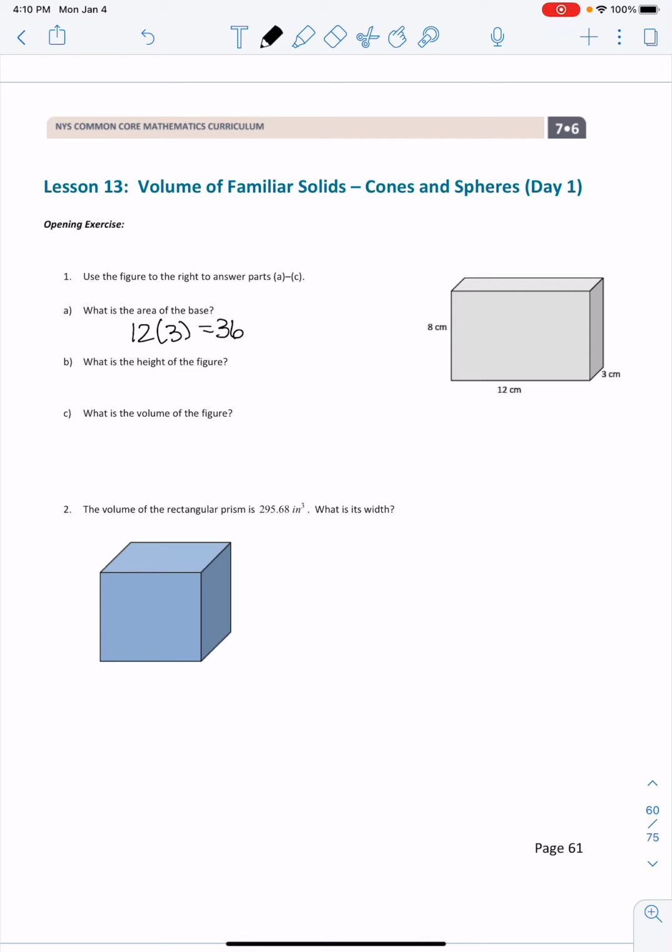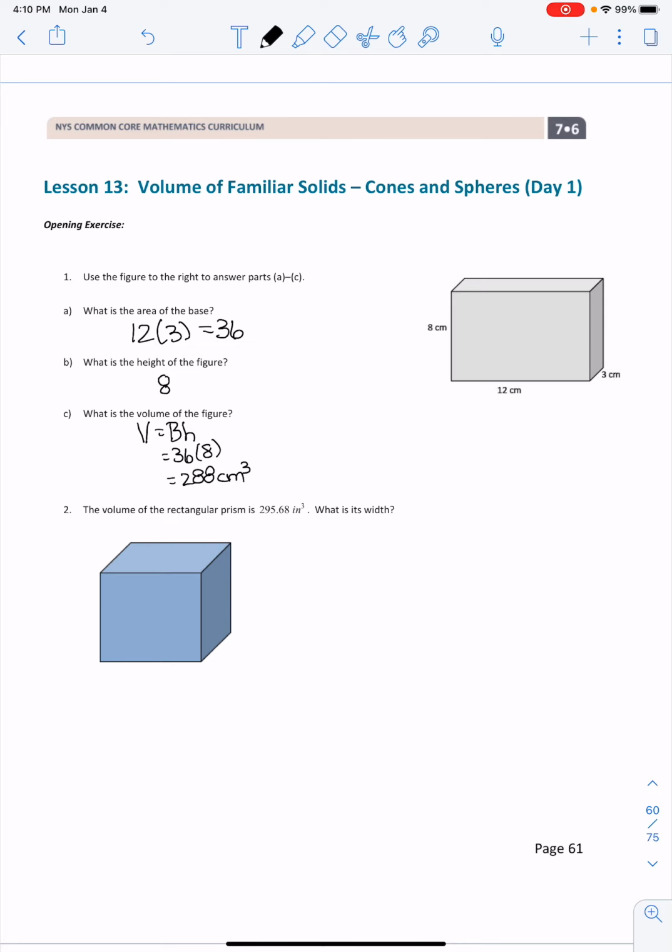What is the height of the figure? That's 8. What is the volume of the figure? We start with our formula, which is volume equals capital BH. Our area of the base is 36, then times 8. So therefore, our volume is 288 centimeters cubed.